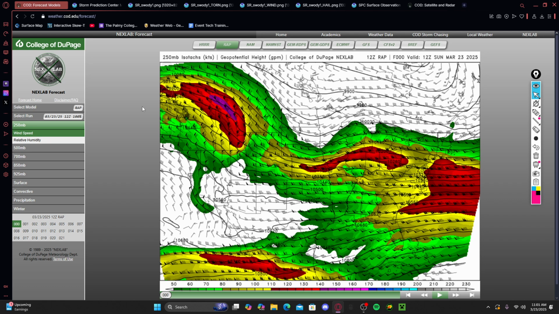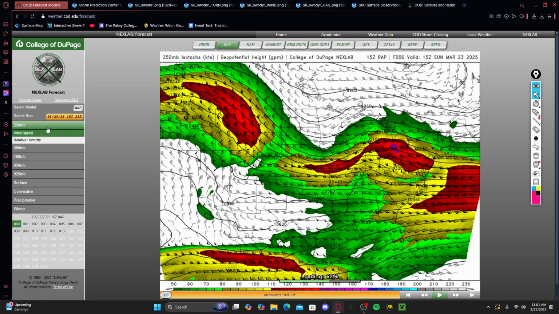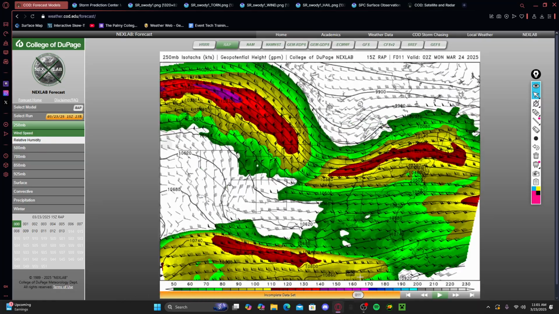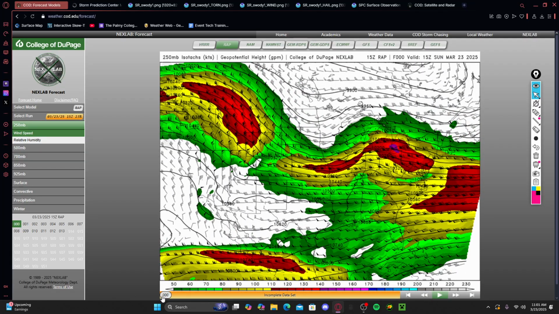So I'm using the WRF initialization here at 12Z. Going forward with time a little bit. Do we have 15Z? It doesn't look like it. 15Z should get us just enough in time. So we can look at our 15Z progression here.